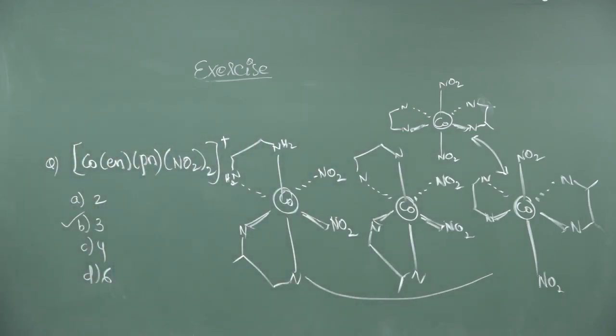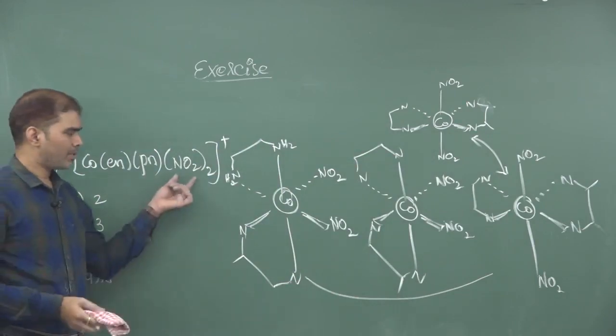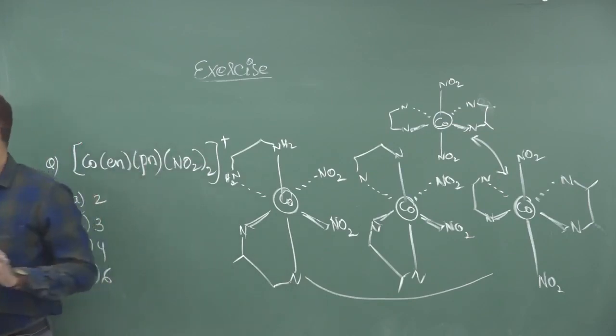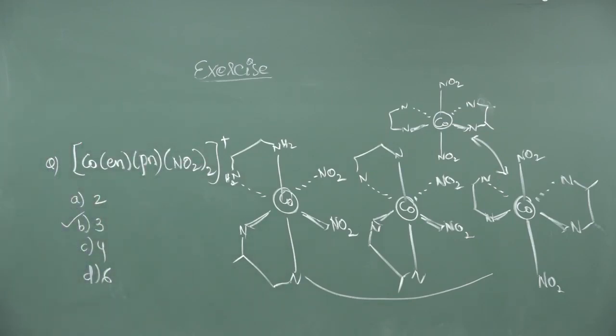If at all they also include linkage isomerism, then NO2 and ONO will come. But they did not ask how many isomers; they have asked how many geometrical isomers. So please be very careful with the question. Okay. Write down the next question.